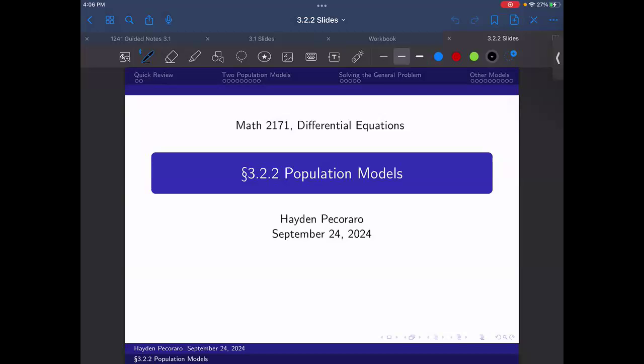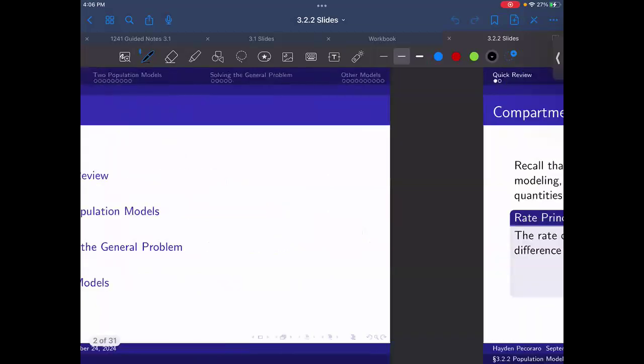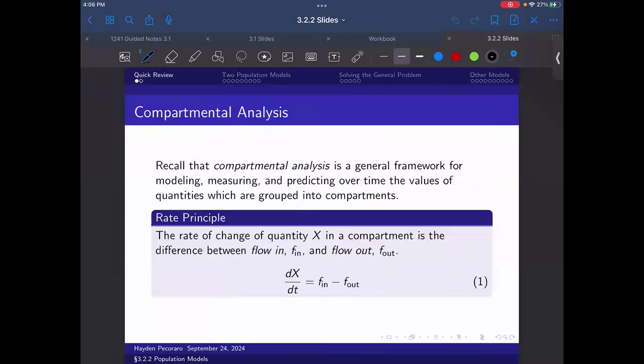Today we're talking about more compartmental analysis, basically mixing problems, but we're talking about population models, so the framing's a little bit different. We have 4 sections today, quick outline. Let's just do a quick review of what compartmental analysis is. So it's that general framework.